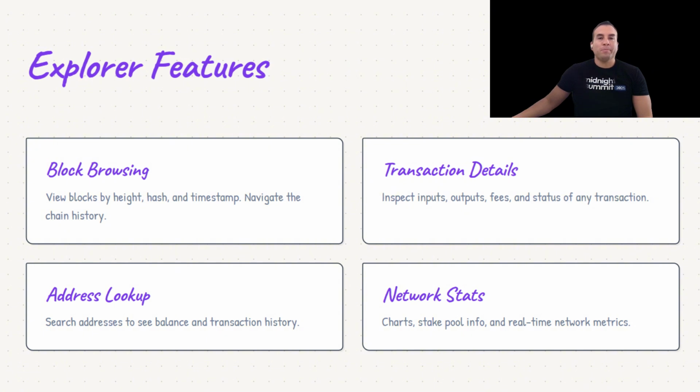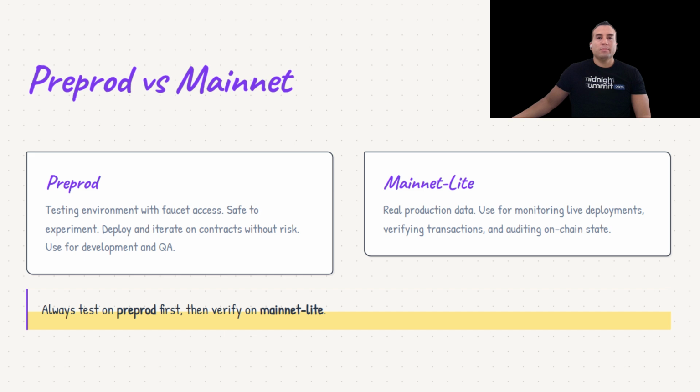This is how you debug when something goes wrong with a transfer or contract code. Address lookup. Search any address to see its balance and full transaction history. Great for verifying that funds arrived where you expected them. And network stats, charts, state info, real-time network metrics. This gives you the health check on the entire network at a glance.